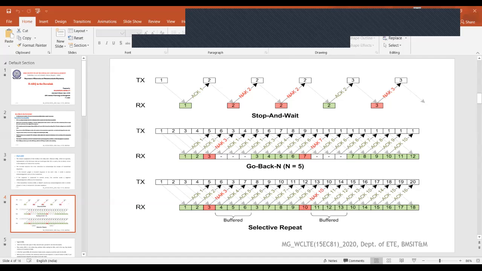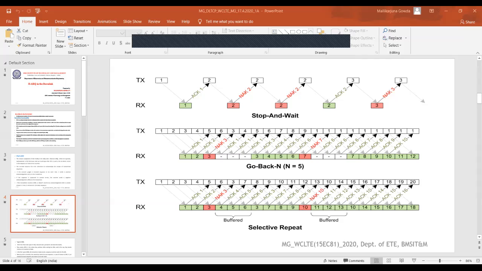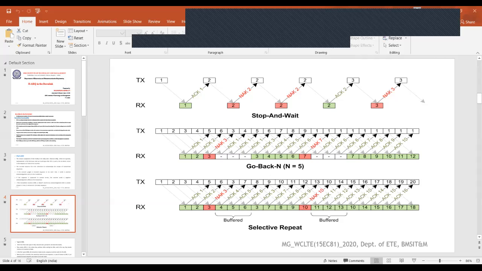In the case of selective repeat, what happens? It will send only the packet which has the error. Only that packet will be retransmitted. So these are the basic ARQ techniques which are used in communication systems. Just to have a recap, I have gone through this.